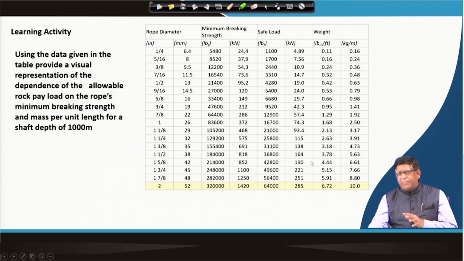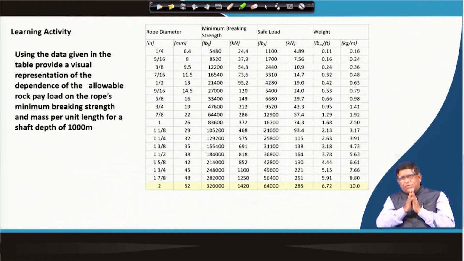Now, if you vary them, then you can find out how exactly the rope length and the payload vary, how much payload can be varying, because if you have a very deep shaft, at that time you cannot put the same payload as with a shallow depth. So, how the payload varies with depth, you can present graphically, and that is what you do in your data analytics.